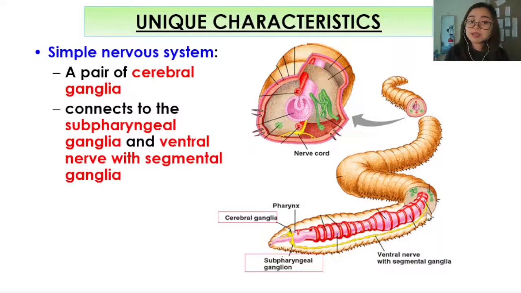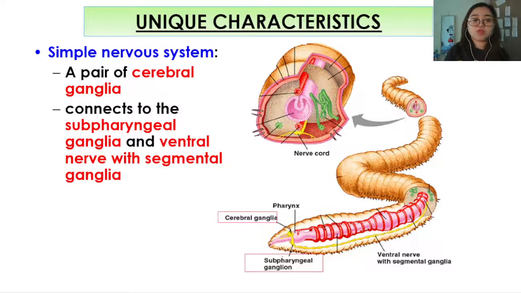via segmental ganglia. That means it has brain. Brain starts up here. Brain continue down here. Brain's nerves connect to long nerves along the body of the annelid. Itu cerita dua ayat ini. Okay, so it's just saying earthworm have brain, have simple nervous system. Itu saja maksud slide ni.